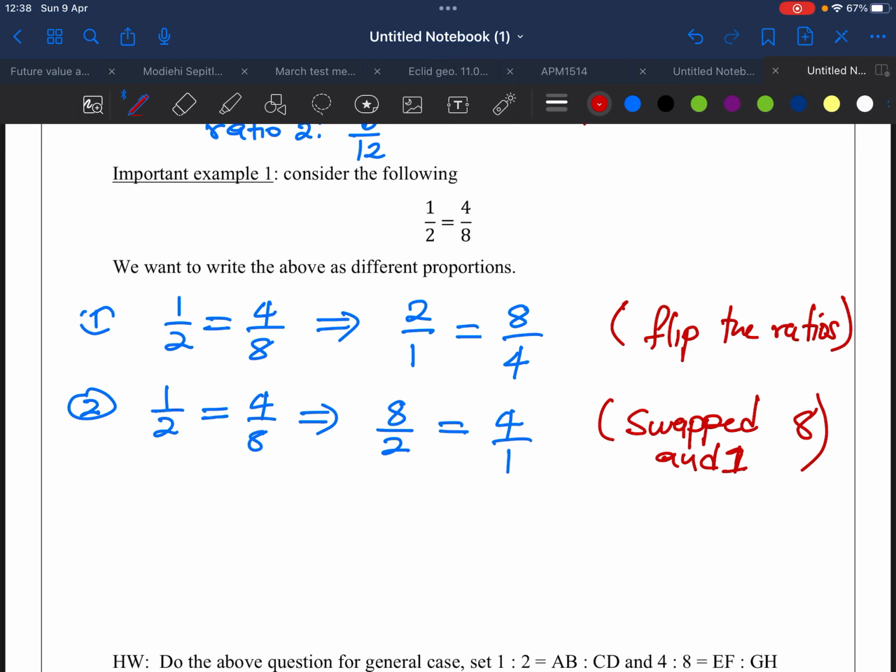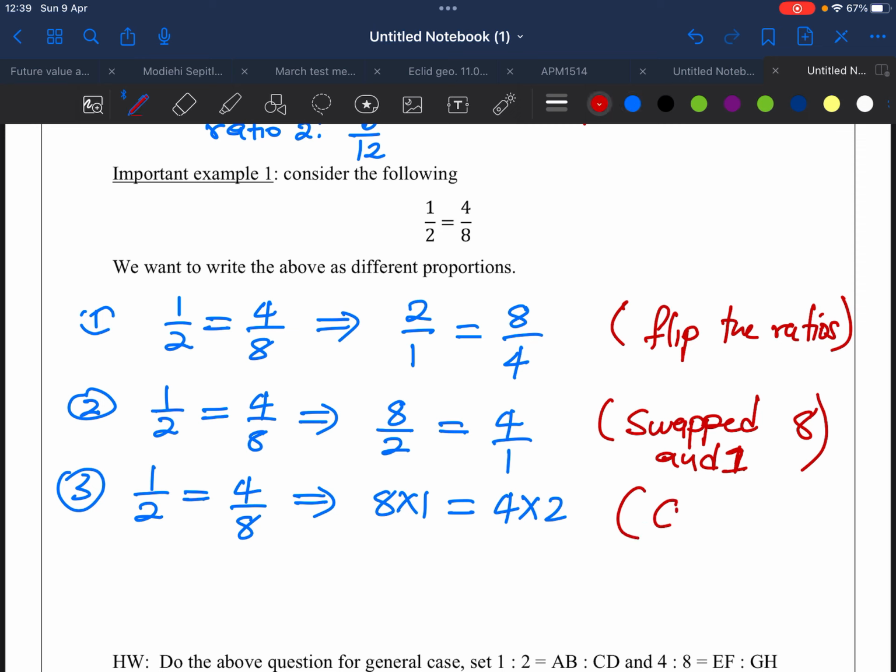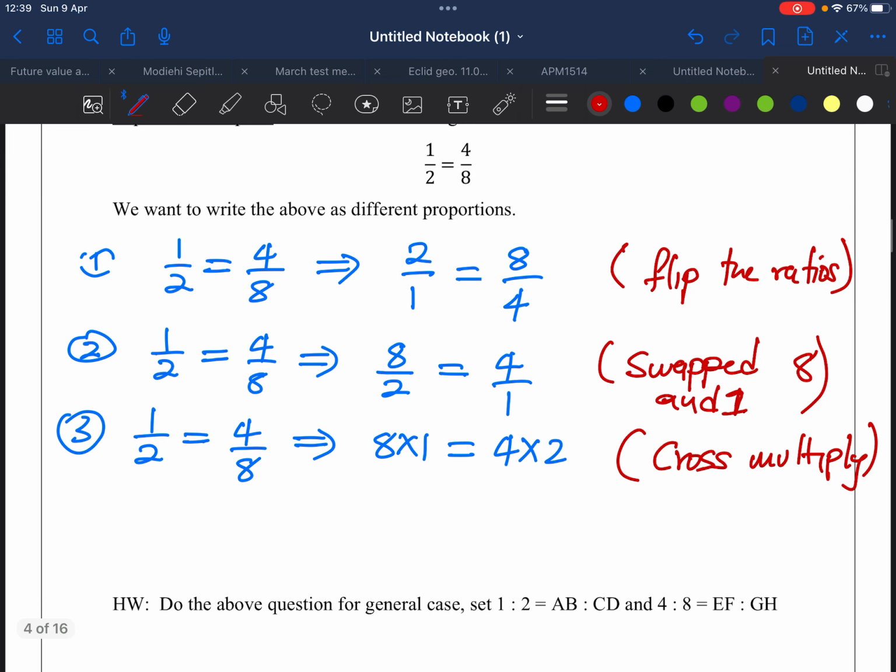Now let us check another one. Let's say we still have 1 over 2, 4 over 8. This can be written as 8 times 1 equivalent to 4 times 2. Yes, it makes sense if you cross multiply. 8 times 1 gives you 4 times 2, because they're both equal to 8. Our reason there will be just cross multiply. We just cross multiplied them.